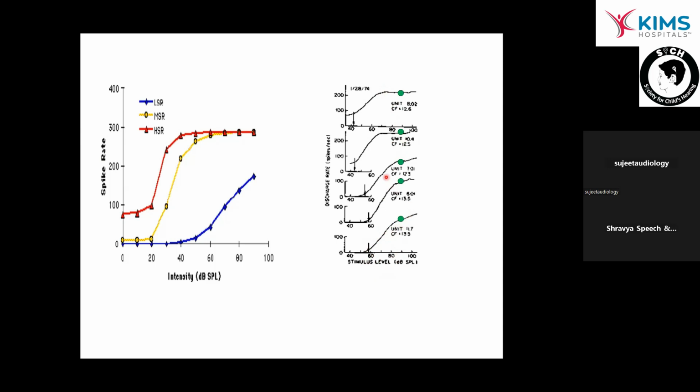Now the importance of this is in intensity coding. That is, the high spontaneous rate fibers are responsible for coding of low intensity sounds, whereas low spontaneous rate fibers are responsible for coding of high intensity sounds. You will remember: high spontaneous rate fibers are responsible for coding of low intensity sounds, and low spontaneous rate fibers are responsible for coding of high intensity sounds.